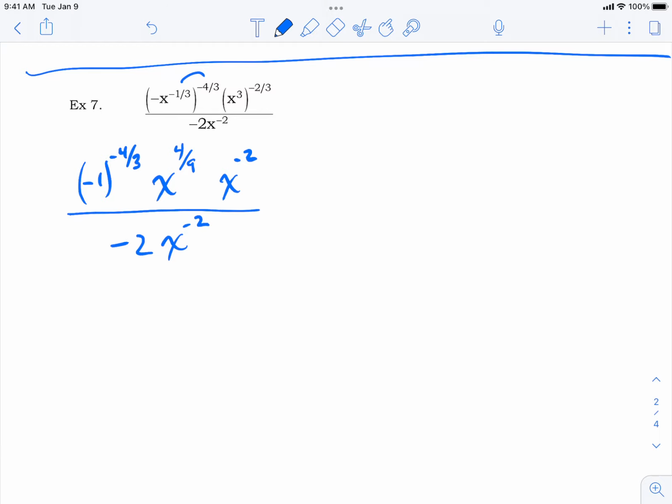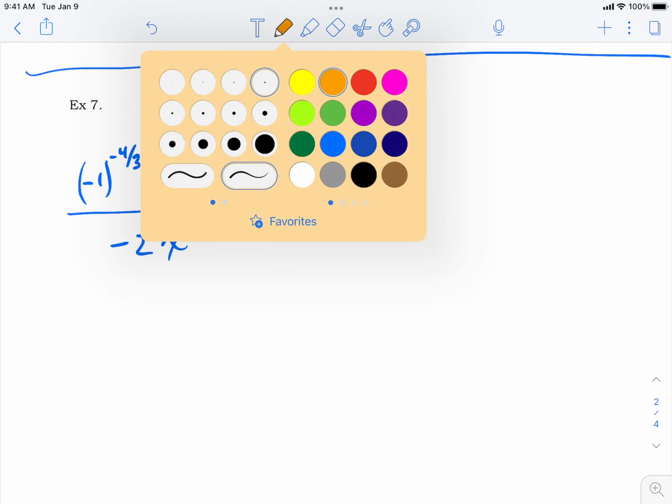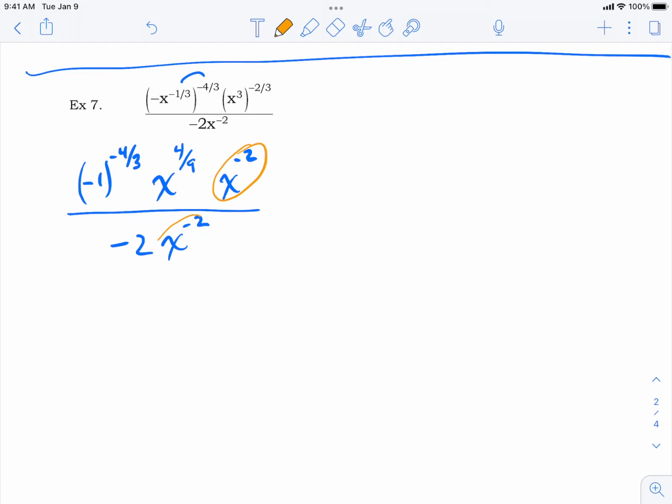Okay, cool. Now this is actually something that's kind of nice. See how that's an x to the minus 2 and that's an x to the minus 2? Are they not the same? Do they not cancel? Yeah, they cancel. They just cancel. It's identical, it cancels. Bada boom, bada bing.